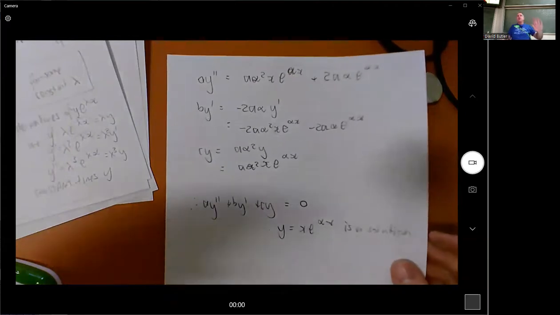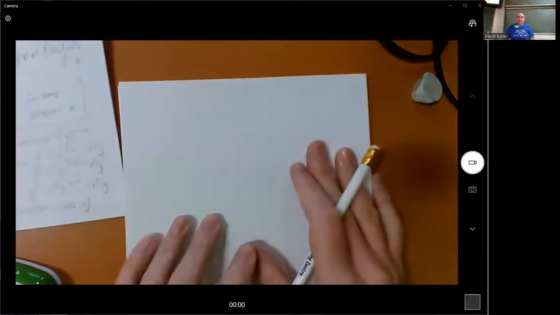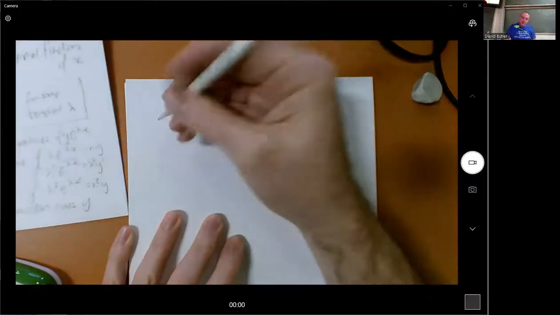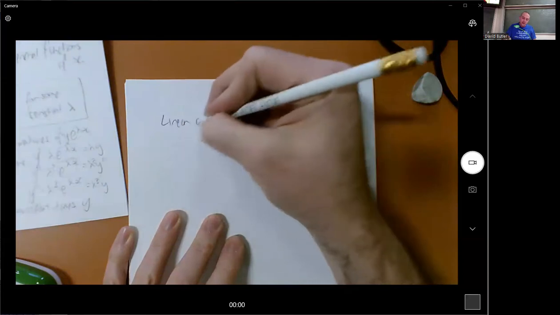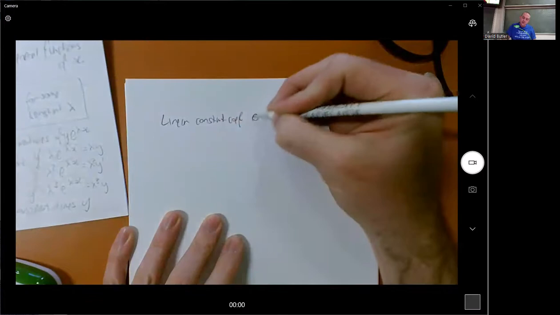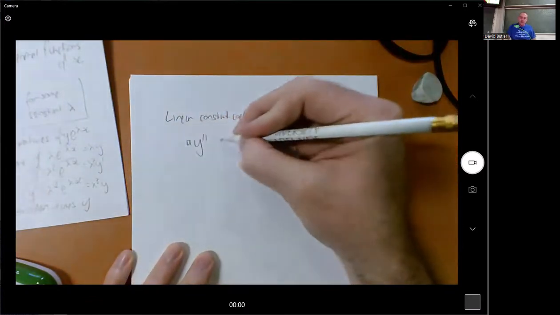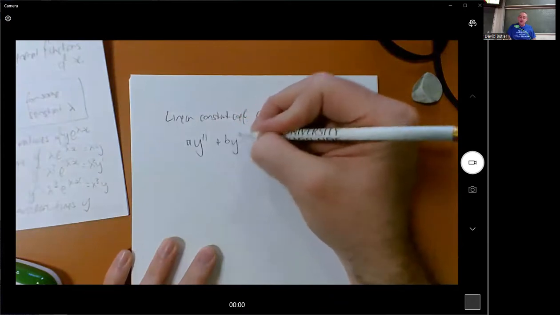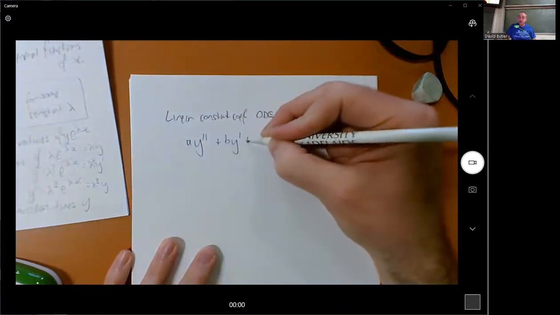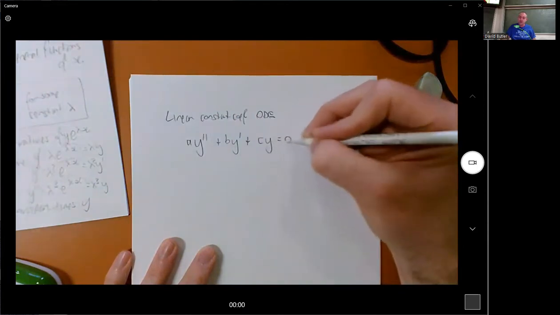So, recap. Where have we been? We've got a linear constant coefficient ODE. It doesn't matter how many derivatives there are, you use a similar process, you just have more solutions to the characteristic equation, but I'm going to do second order.